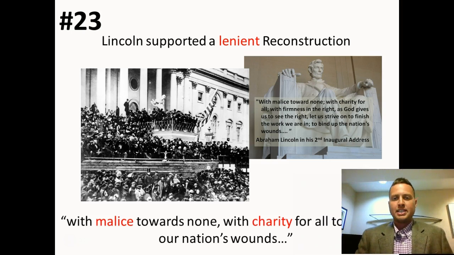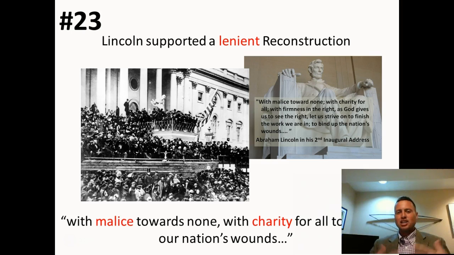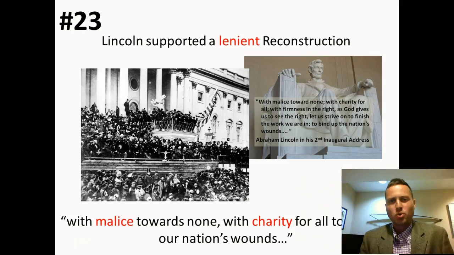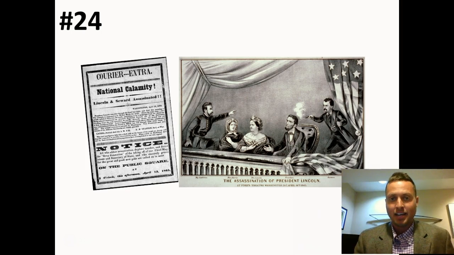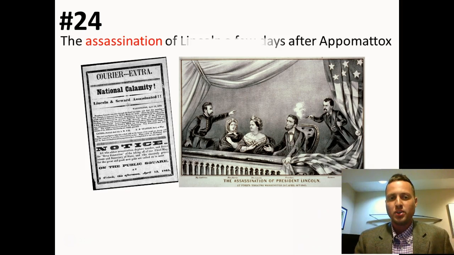Here's his quote from his second inaugural address. He says, with malice, malice meaning anger, hatred, towards none. We're going to have no anger, no hatred towards no one. And charity for all, to bind up our nation's wounds. So it seems like the South has got a good friend in Abraham Lincoln. But someone from the South decides to assassinate Abraham Lincoln, and that's John Wilkes Booth at Ford's Theater.